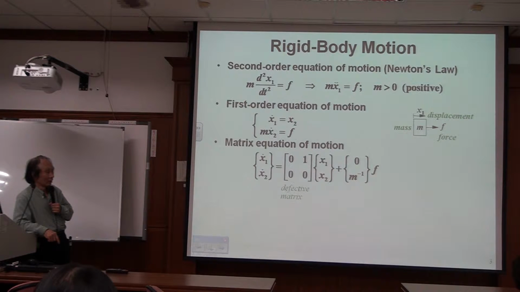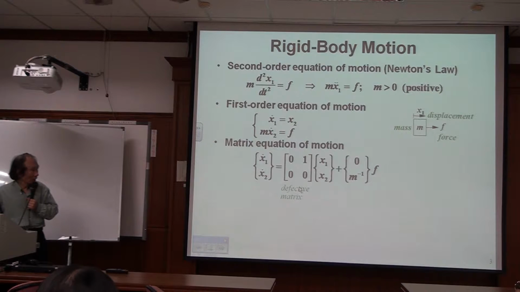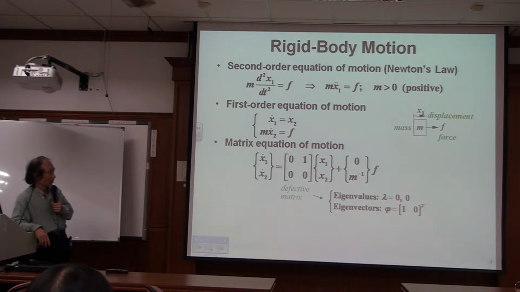Okay. What is the big deal of this? That's the problem. We know why the eigenvalue and eigenvector are so important in the control methods. Eigenvalue, here I will say 0, 0, eigenvector, only one eigenvector.